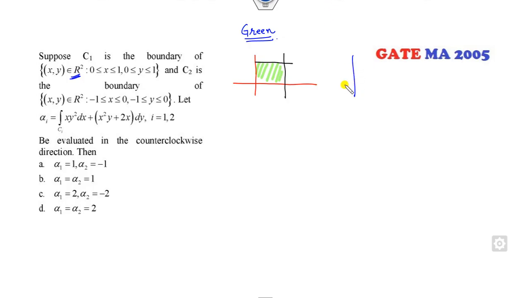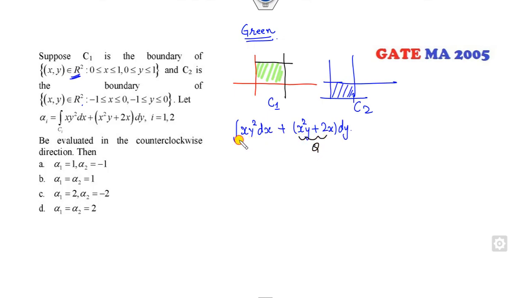Similarly, I can draw the region for C2. What is my C2? This is my C2, from minus 1 to 0, x is minus 1, y is minus 1. So this is my C2. Then your integration will be here, very simple: x dx plus x squared y plus 2x dy. Now clearly this is my Q, this is my P, both are continuous.